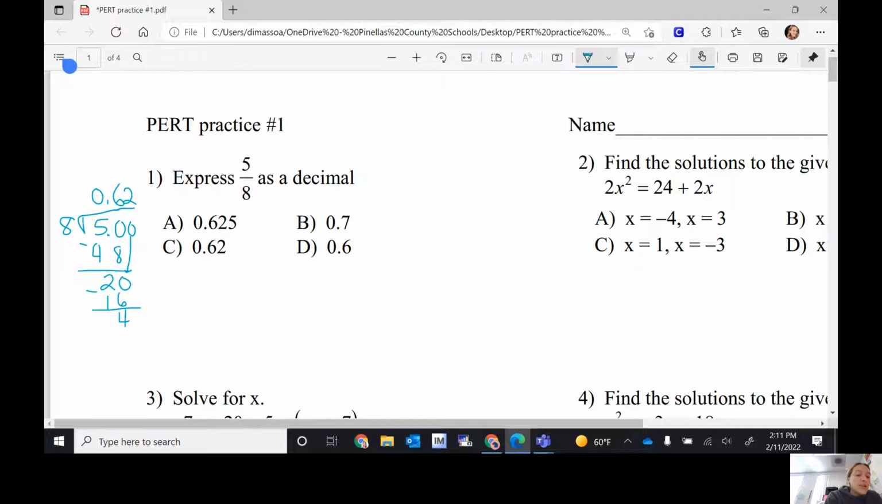And then I still have a remainder, so I have to add another 0 and bring it down. This time, I know that 8 times 5 gives me 40, and when I subtract those numbers, I get a remainder of 0, so my answer is 0.625 for my first problem.